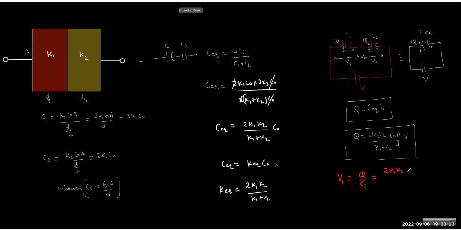2 K1 K2 upon K1 plus K2 epsilon naught A by D into V, upon C1, which we have written somewhere, I think 2 K1 epsilon naught A by D. This is entirely the concept of 2 K1. So we got V1 equals how much? K2 V upon K1 plus K2. It is a simple answer, right? But writing it this way is not good, right?